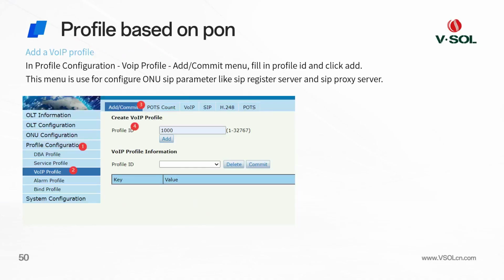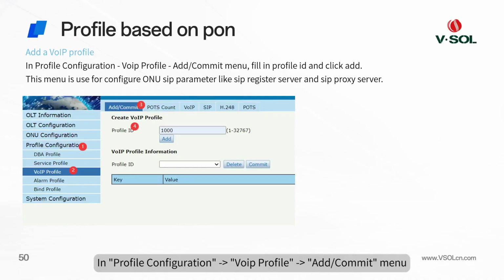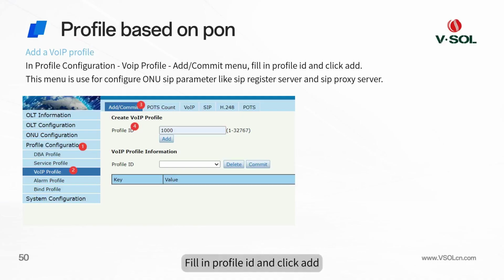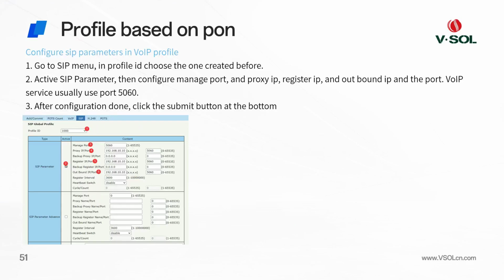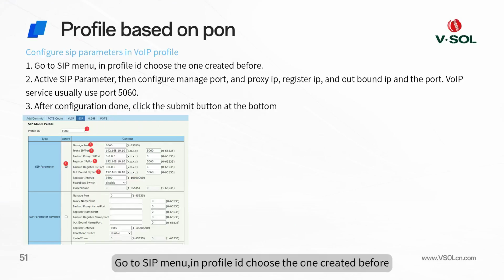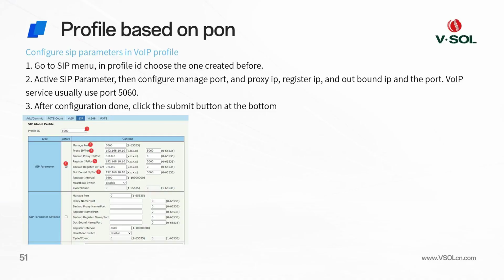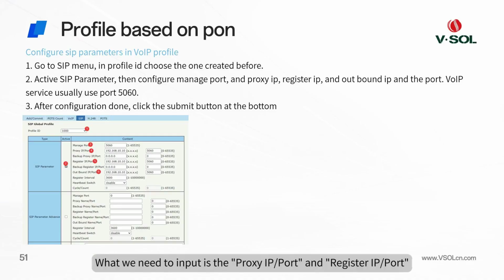Then add a VoIP profile. In Profile Configuration, VoIP Profile, Add or Commit menu, fill in Profile ID and click Add. This menu is used to configure ONU SIP parameters, like SIP register server and SIP proxy server. Go to SIP menu. In Profile ID choose the one created before. What we need to input is the proxy IP/port and register IP/port. If your ISP needs other parameters changed, you can set them there also.